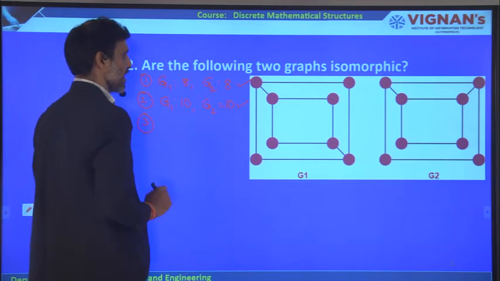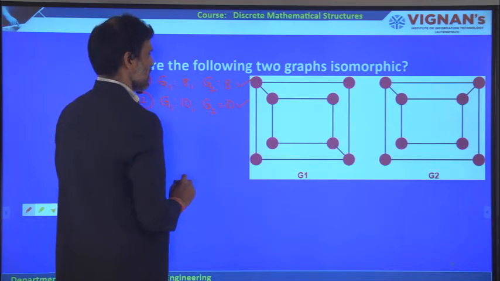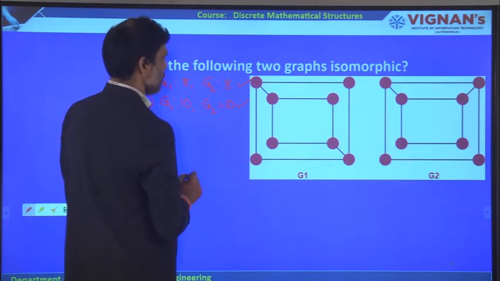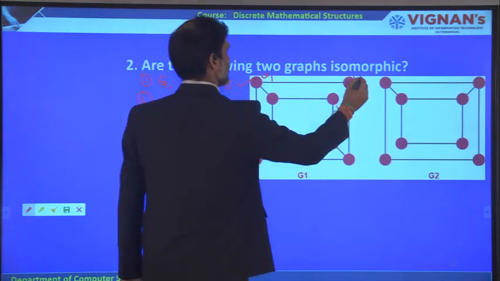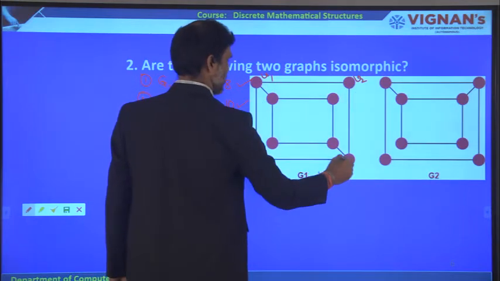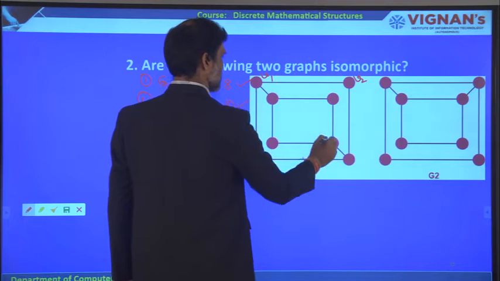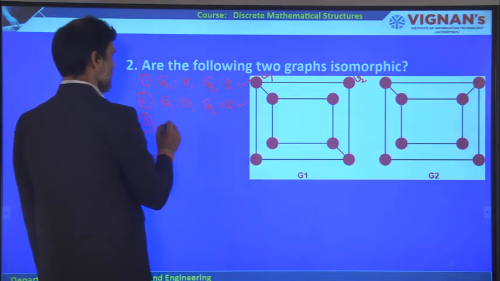And what about the third condition now? The third condition is degree sequence. You have to find the third. See, this is V1, V2, you can take V3, V4, V5, V6, V7, V8. So what is the degree sequence here?